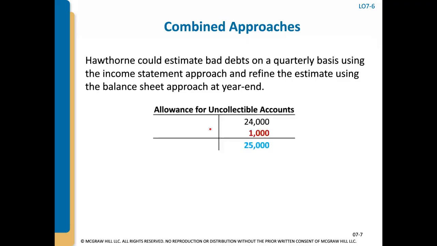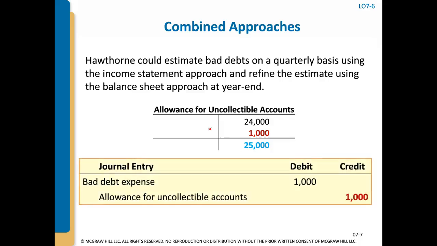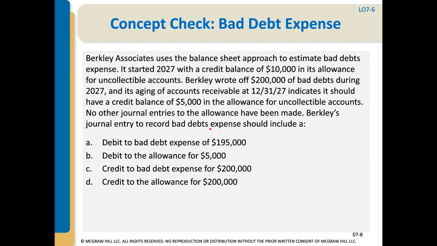Sometimes companies take a combined approach, combining the balance sheet approach and the income statement approach. So here, for example, Hawthorne can estimate bad debts on a quarterly basis using the income statement approach and then refine the estimate at the end of the year using the balance sheet approach. So if before the end of the year, before they closed their books, they had an allowance for uncollectible accounts of 24,000, and they determined it should be 25,000, they would just increase it by 1,000 via the bad debt expense. Let's look at this problem.